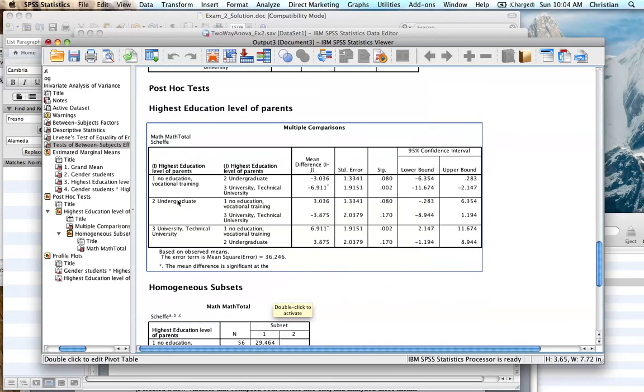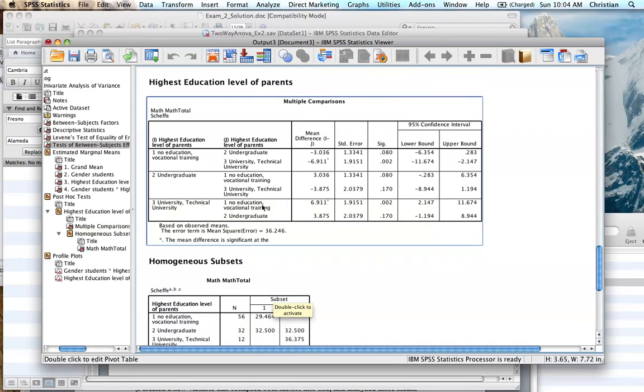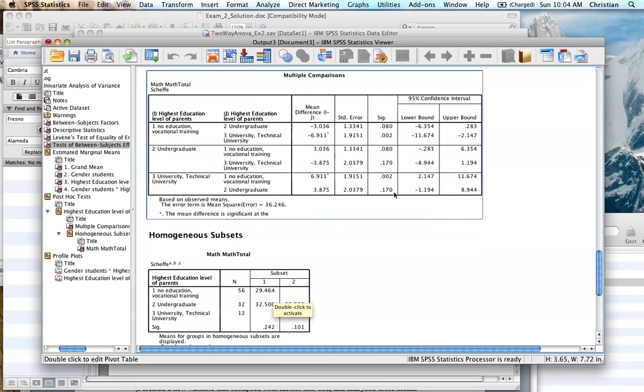Then we move on. Undergraduate and no education, we just did that. It's just the sign changes. So the difference is the same, and also the significance of this difference is the same. And then we move on to undergraduate and university. This is new. Is there a difference between these two? We see the difference in points on the test is -3.8. So the undergrads do score lower than university, but the difference is not statistically significant because 0.117 is higher than 0.05. We do retain the null.